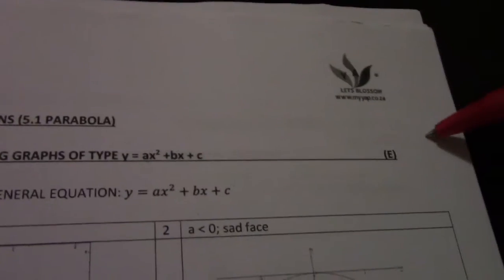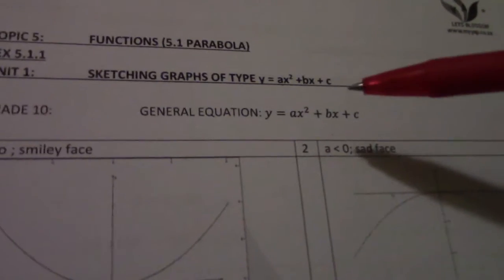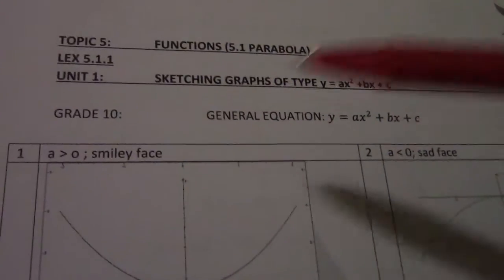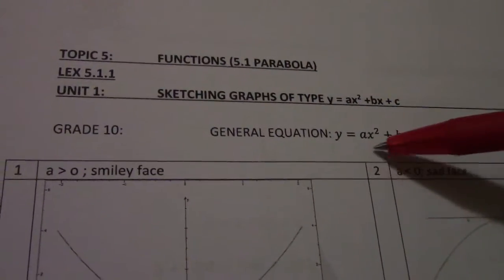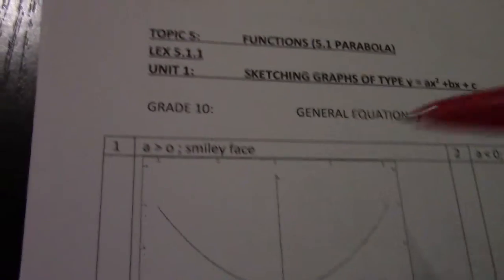Good day and welcome to learning exercise 5.1.1. We're looking at functions and parabola. Unit 1, we're looking at a summary of sketches related to y equal ax squared plus bx plus c, considered elementary. You should know this from grade 10. So the general equation is y equal ax squared plus bx plus c.